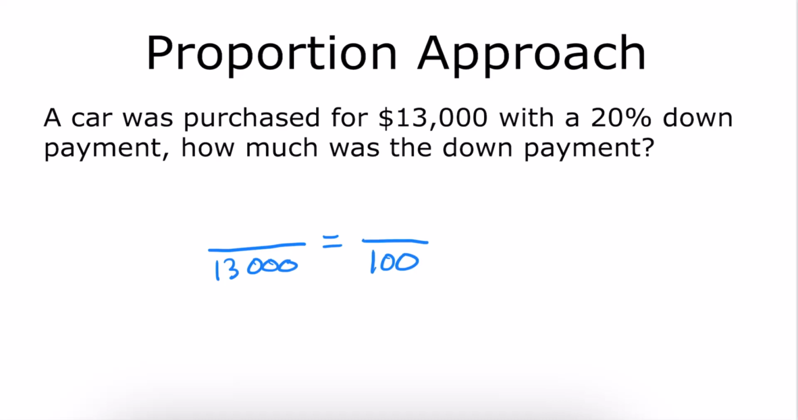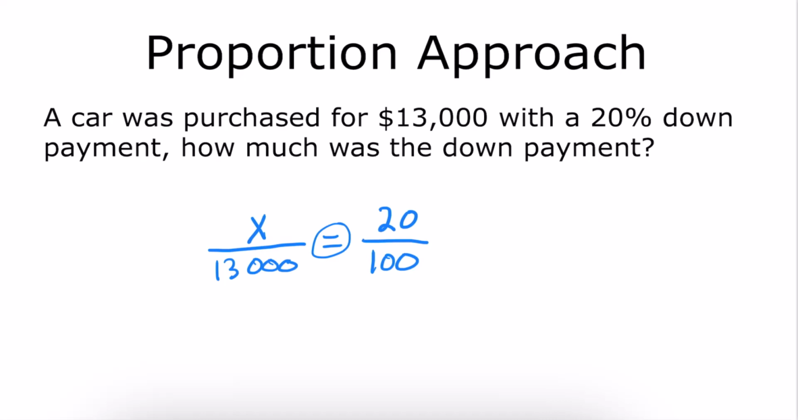And then on the top, we would have 20% in the percentage ratio. And then we want to figure out what the actual amount was for the down payment, which is the partial part of the total amount. And so once you have your two ratios set up, you can make it a proportion by setting them equal to each other. And then you can use cross multiplying or whatever method you prefer for figuring out what the missing number is.